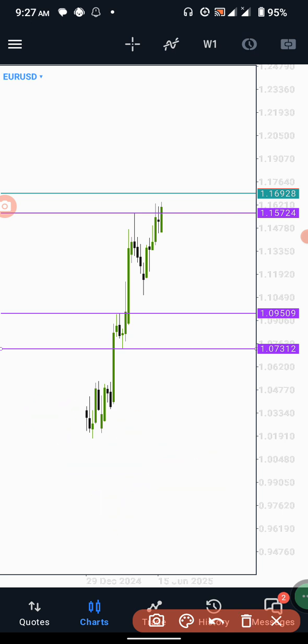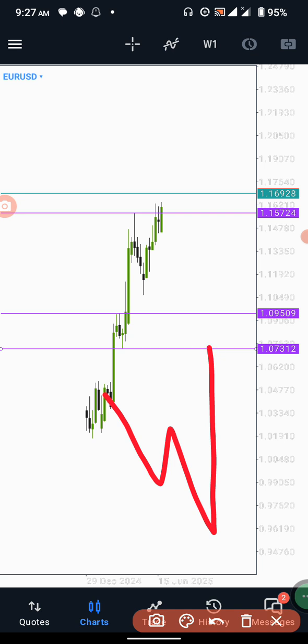So if I receive a shift, which shift am I meaning? A shift in line with weekly. It means that the shift must be supporting our buyer side. So the shift must be like this. Okay? That is the shift I'm supposed to look for.